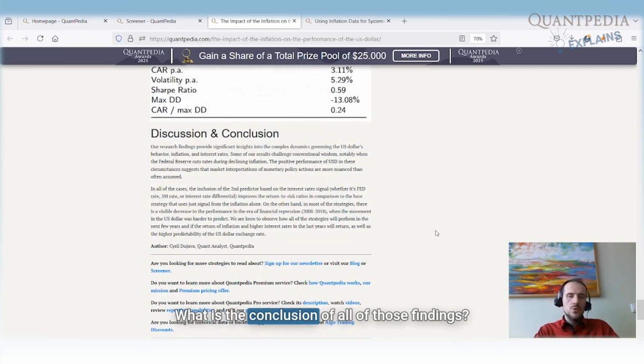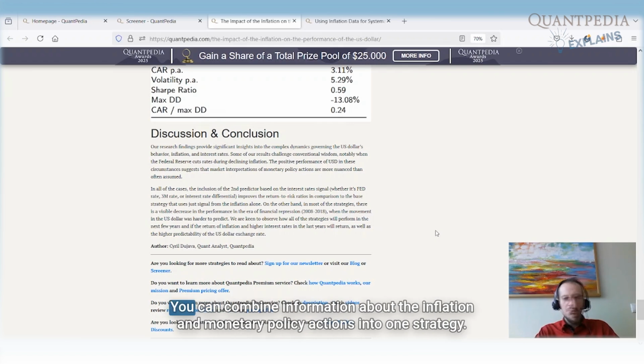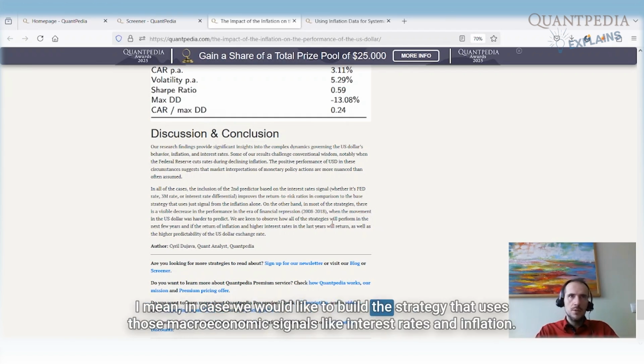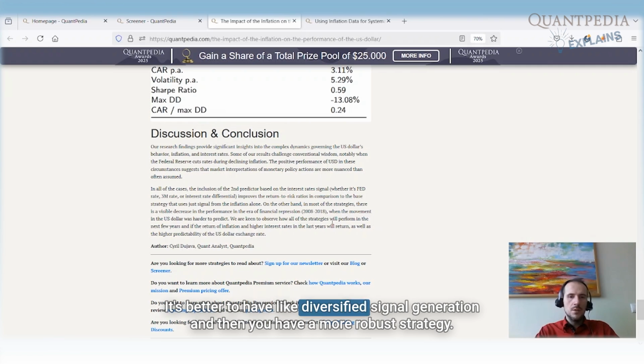What is the conclusion of all of these findings? Firstly, we can see that inflation has an impact on the performance of the US dollar. You can combine information about inflation and monetary policy actions into one strategy. We showed 3 different versions of the strategies, and there is not one that's our favorite. If we would like to build a strategy that uses these macroeconomic signals, like interest rates and inflation, we will probably combine all of those signals together. It's better to have diversified signal generation, and then you have a more robust strategy.